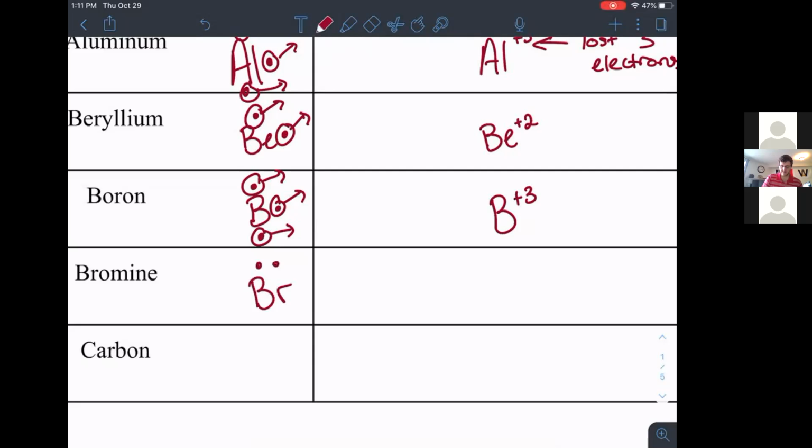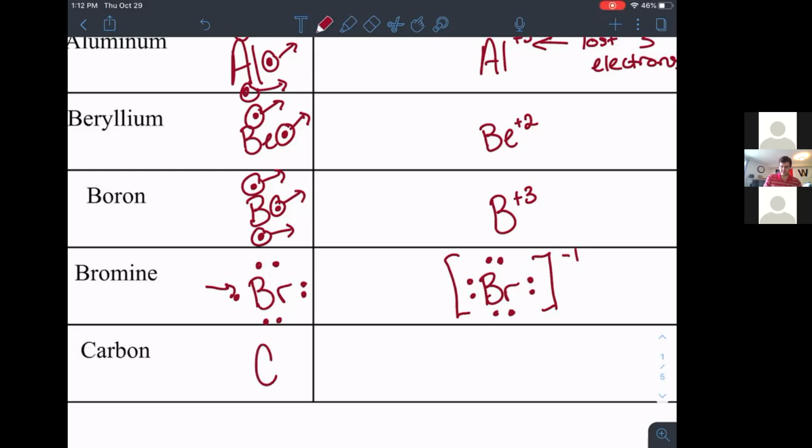Bromine has 7 valence electrons. And it's going to be easier to gain 1 than it is to try and lose 7 valence electrons. So bromine is going to end up with 8 valence electrons, which means it gained 1 electron, or gained a -1 charge.